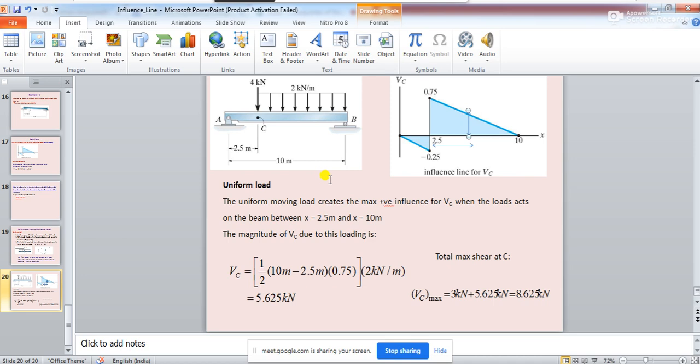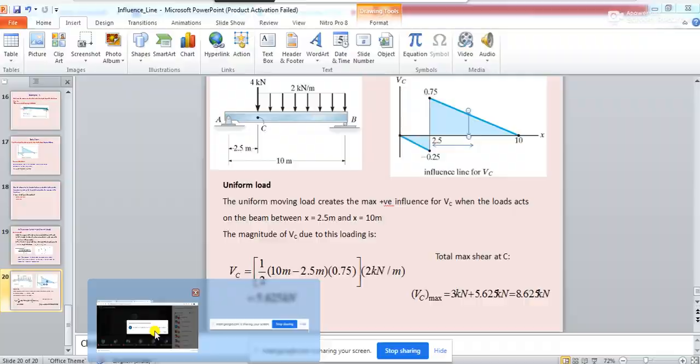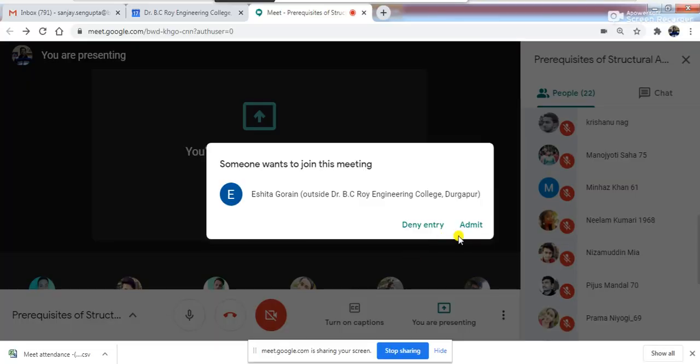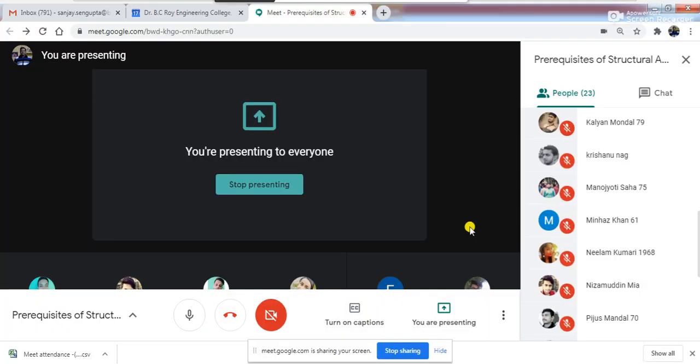Okay, so in the next class we will start with maybe the influence line diagram for truss members, or we will take some more problems of influence line diagram for beams, and then we will move to influence line diagram for trusses. Okay, so do you have any question? If you have any question, please ask. Any question?